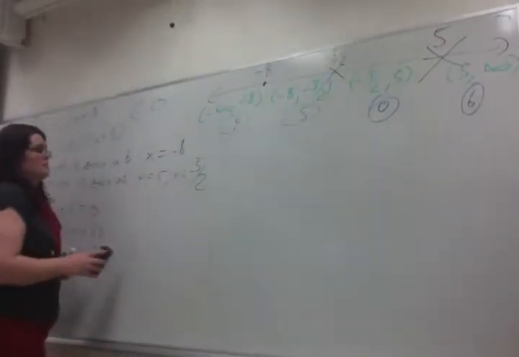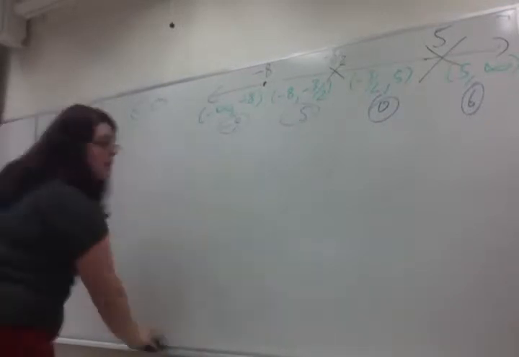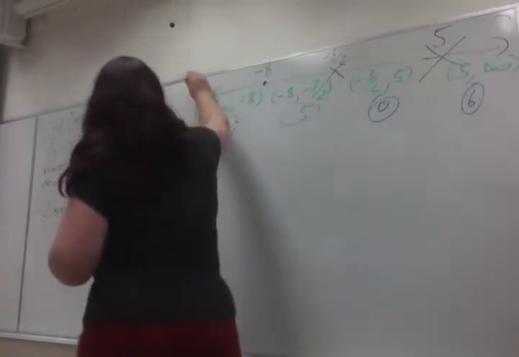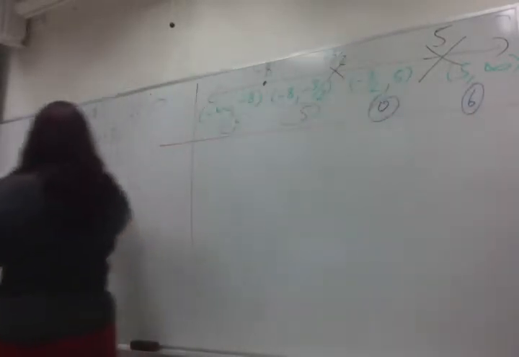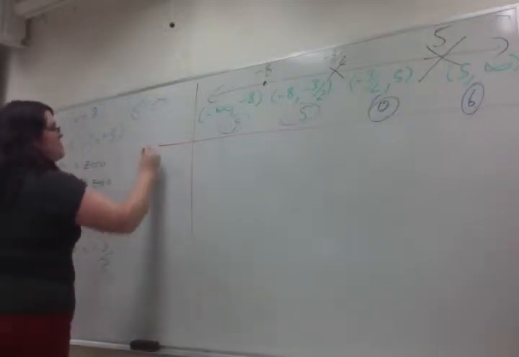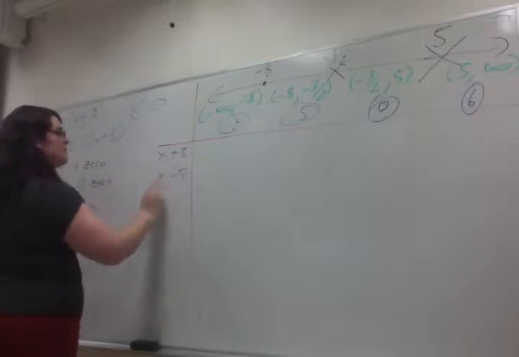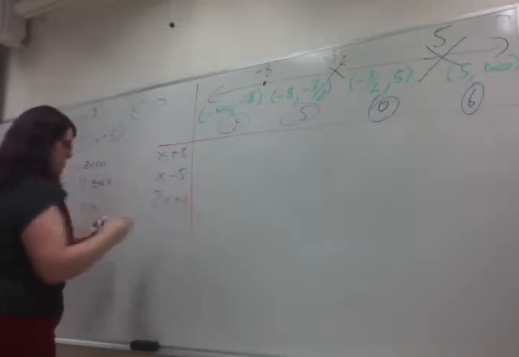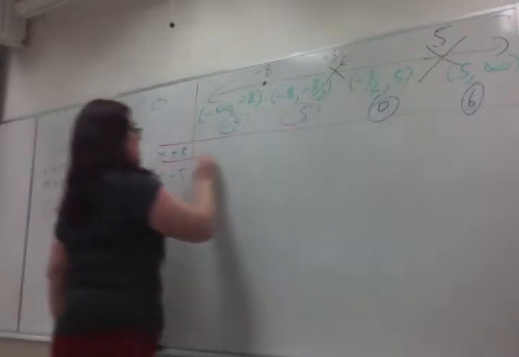Okay. So I'm going to have to make some space for the rest of my table. So the things I'm interested in: x plus 8, x minus 5, and 2x plus 3. When are each of those things positive and negative?